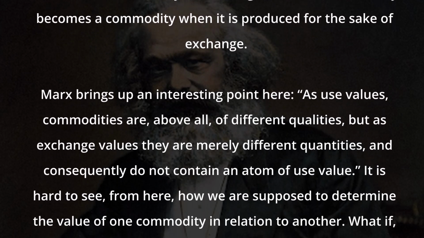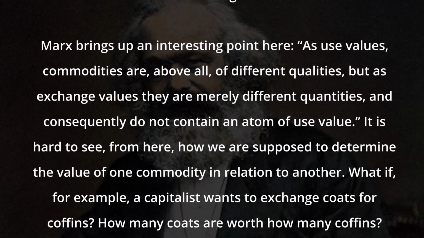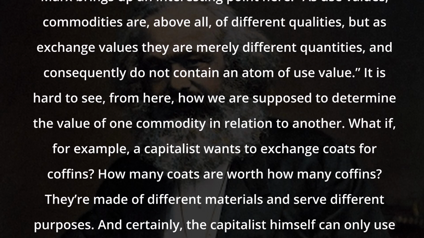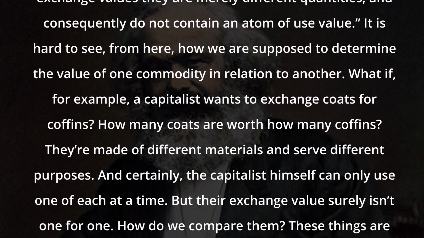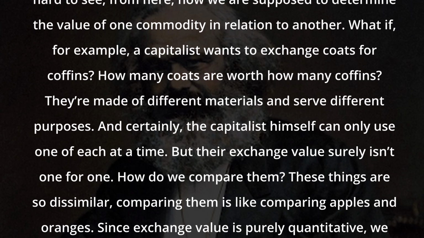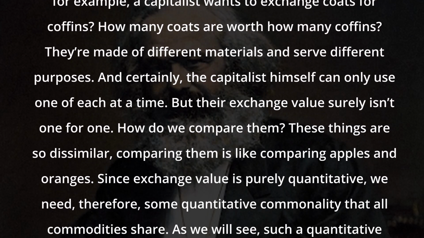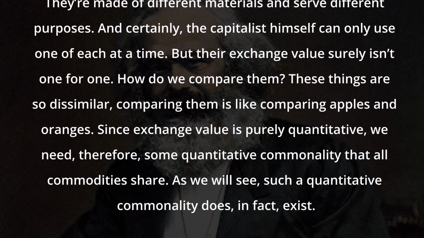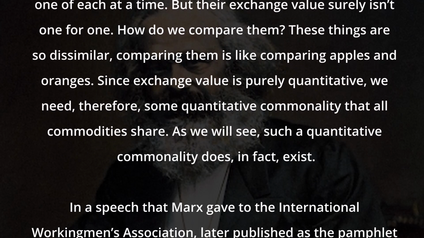Marx brings up an interesting point here. As use values, commodities are, above all, of different qualities, but as exchange values, they are merely different quantities, and consequently do not contain an atom of use value. It is hard to see from here how we are supposed to determine the value of one commodity in relation to another. What if, for example, a capitalist wants to exchange coats for coffins? How many coats are worth how many coffins? They are made of different materials and serve different purposes, and certainly the capitalist himself can only use one of each at a time. But their exchange value surely isn't one for one.